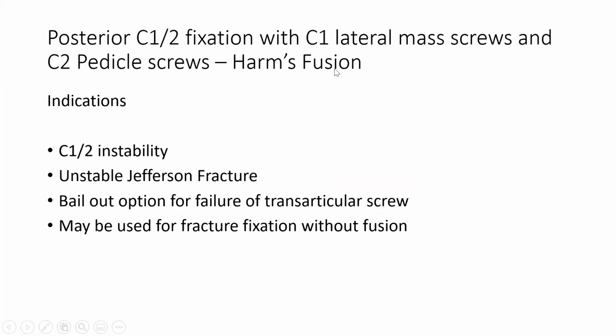You must know about the Harms fusion. That's a C1, C2 fixation called the Harms fusion. So it's basically a C1 lateral mass screw and a C2 pedicle screw. And that's indicated for most of our C1, C2 instabilities, your rheumatoids, unstable Jefferson fractures, and so on.